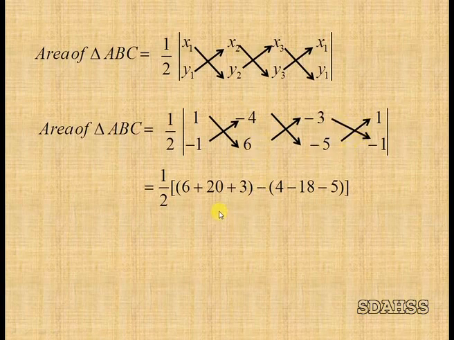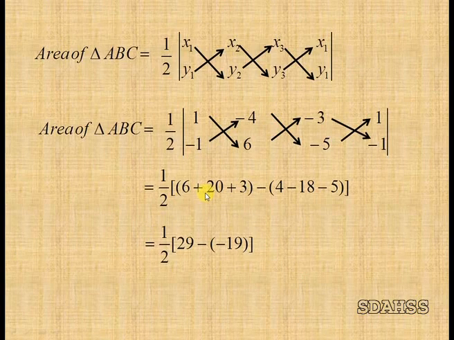Okay, then half: 6 plus 20 is 26, 26 plus 3 is 29. Here minus, add the negative numbers first: minus 18 minus 5 is minus 23, minus 23 plus 4 is minus 19. Add the negative number, subtract the positive number. Here minus into minus is plus.